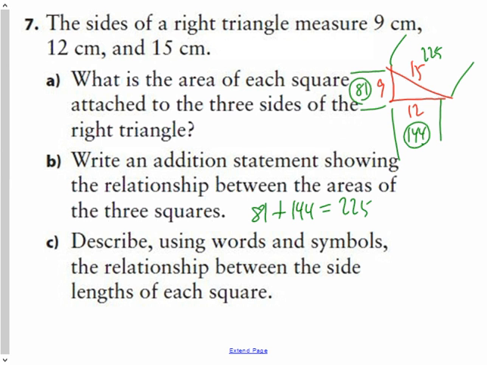And describe using words and symbols the relationship. So, given the fact that we said before that the legs are A, B, and C, then taking that A length of 9 and squaring it, and adding it to the length of B squared, will equal the area of the square attached to the hypotenuse, or C squared.